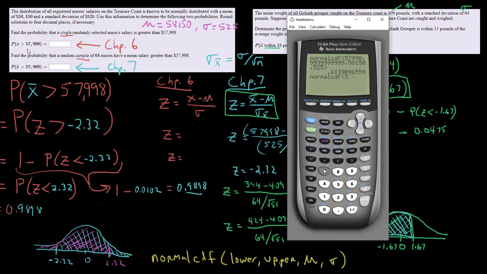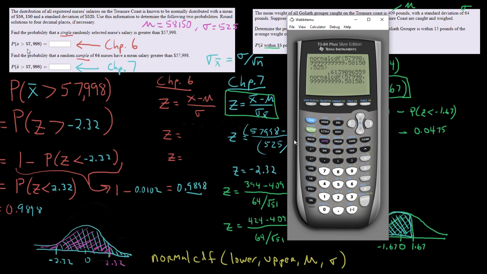The lowest value we're talking about is 57,998. All the way up to positive infinity. We'll just substitute a bunch of 9s instead. The mean, if you remember, the mean of the sampling distribution is always equal to the mean of the population, which is 58,150. But the standard deviation is different.